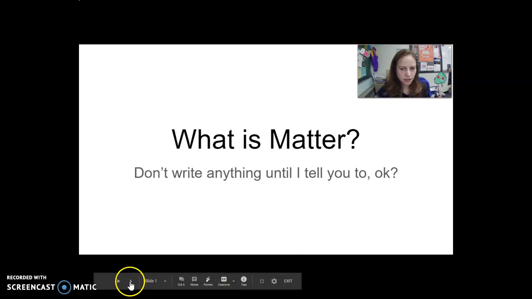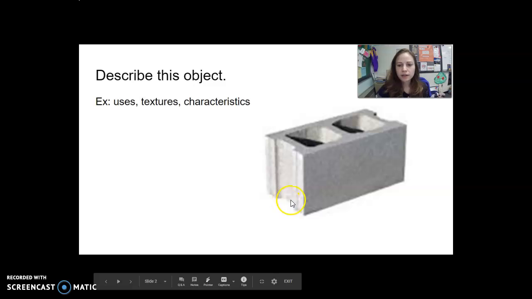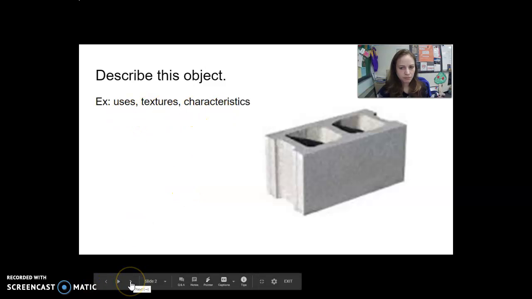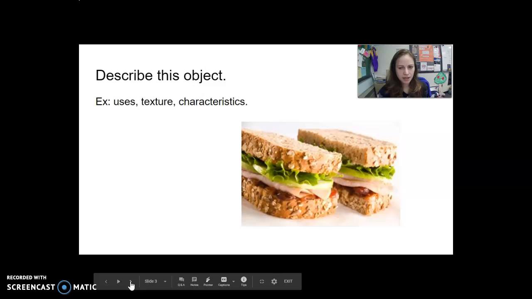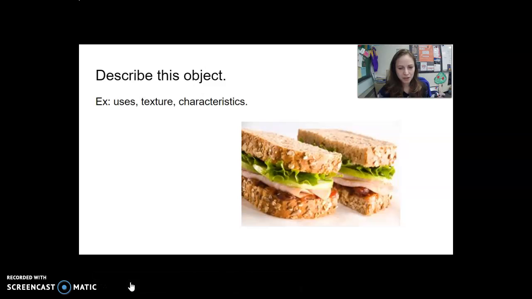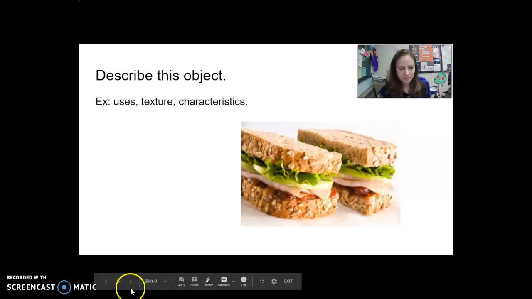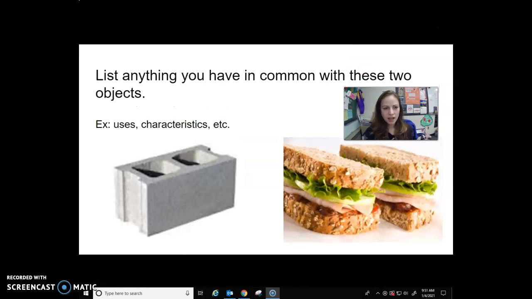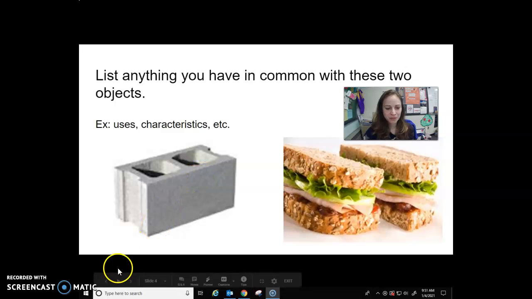Please go to the next slide. There we go. Okay, so take a second, you can pause the video, describe this object. Here are some ideas to write about. Move on. Next object. You can pause me if you need to. Now take a minute or two. List anything that you have in common with these two objects. You can pause me if you need to.